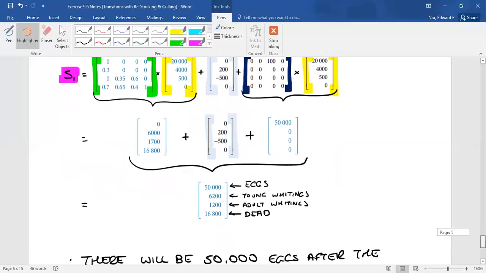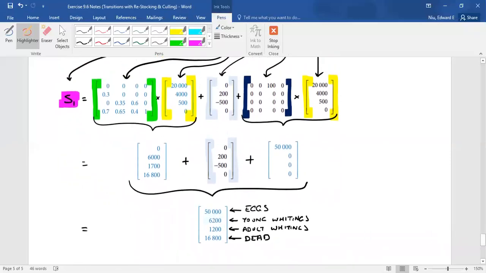Once we've added them all together, we've established our answer of 50,000 eggs, because 0 plus 0 plus 50,000 is 50,000. 6,000 plus 200 plus 0 gets us 6,200. 1,700, take away 500 because minus overrides plus, you get 1,200, and you've got zeros here, so that makes no impact. And lastly, you've got 16,800 deaths. Oh, I wrote dead. Well, dead and death, pretty much the same.